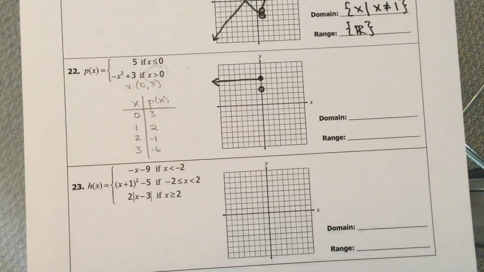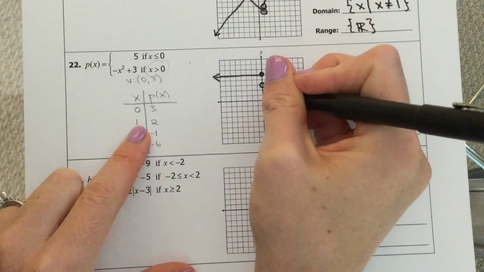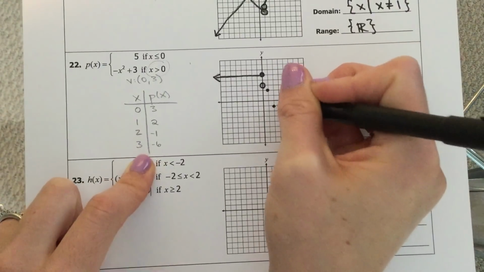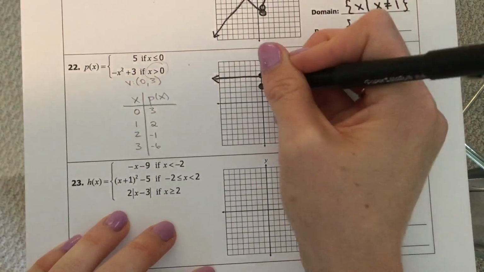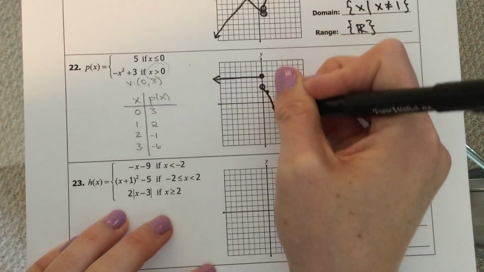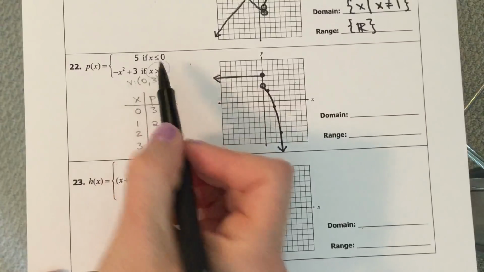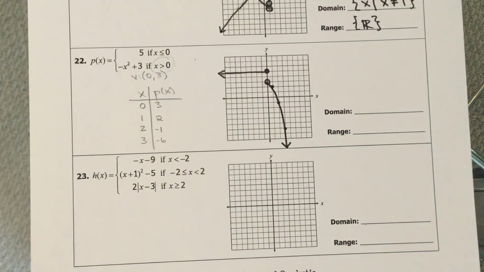There, that looks better. And then 1, 2, 2, -1, and 3, -6. So you've got just this half of a parabola going off on the right-hand side there, because you don't hit any negative x values according to the domain. All right, so domain is all of the x values that get hit.